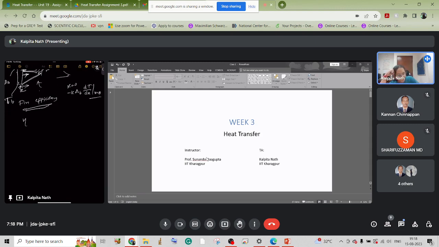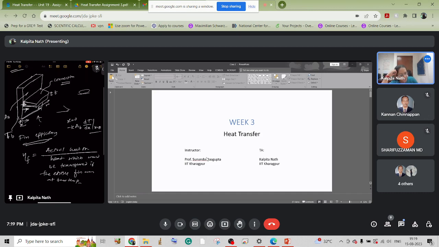So first of all, the fin efficiency. We have two terms for fin, one is fin efficiency and one is effectiveness, right? So what is fin efficiency? That is the actual heat transfer upon the heat which would be transferred if the entire fin was at base temperature.